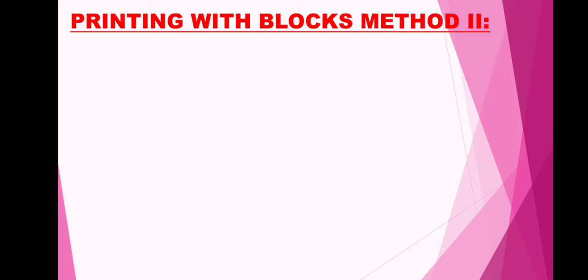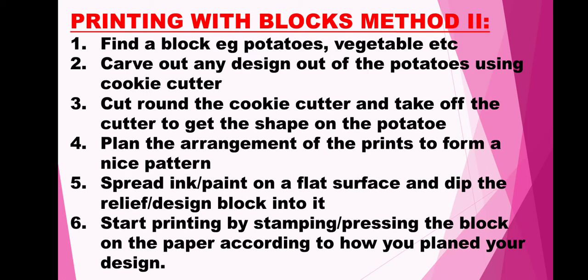Step number 2 or method number 2. Method number 2, we are to find a block. An example of this block may be a potato, vegetable, or etc. Step 2, you carve out your design out of the potato using cookie cutter. So cookie cutter, we can easily obtain this in the kitchen. If you don't have the cookie cutter, this is where you can use your ordinary knife to do this work.